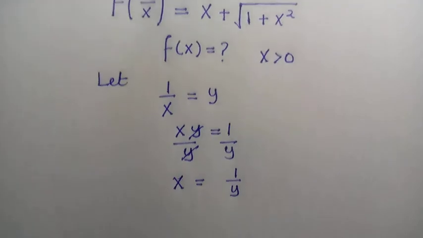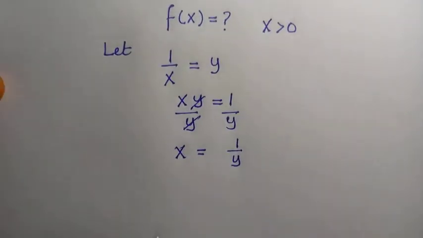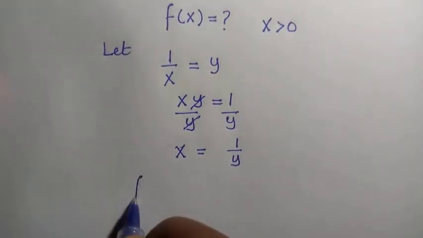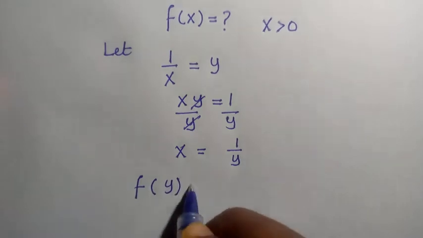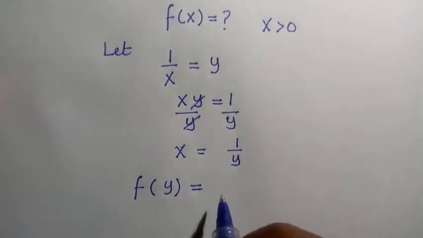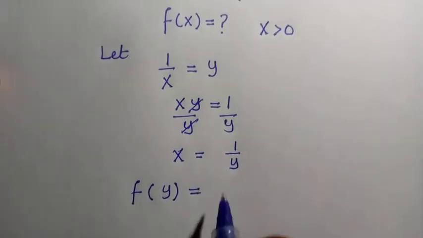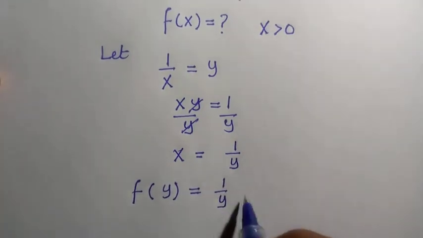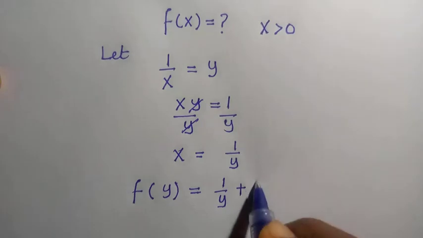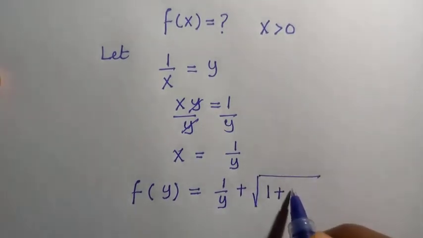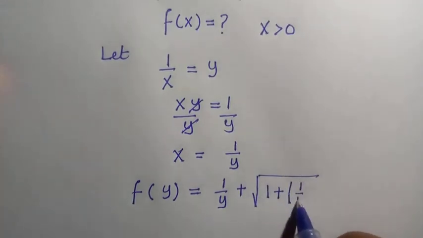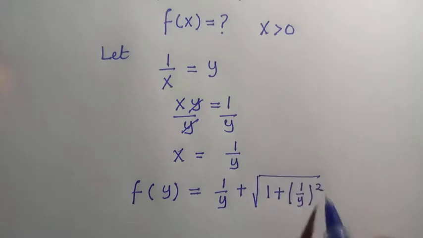Then we try to replace it. So by replacement, we have f of, instead of 1 over x, we replace it with y, then equals, our x now becomes 1 over y plus the square root of 1 plus 1 divided by y raised to power of 2.